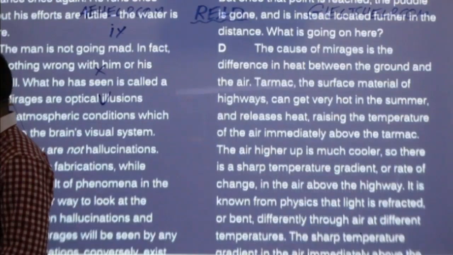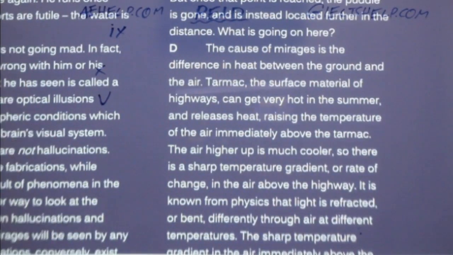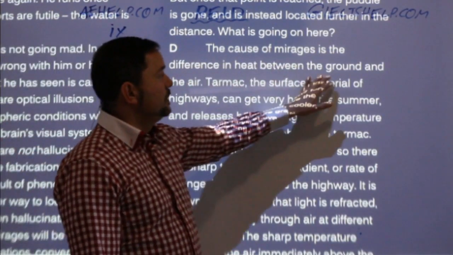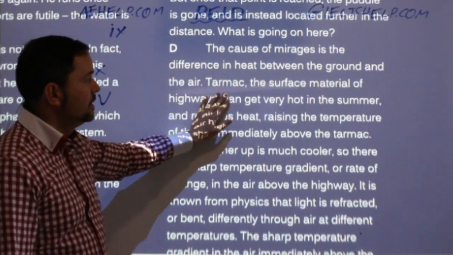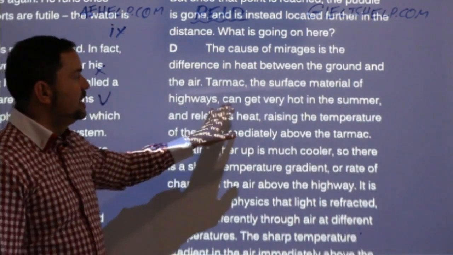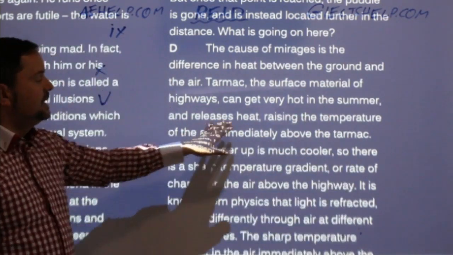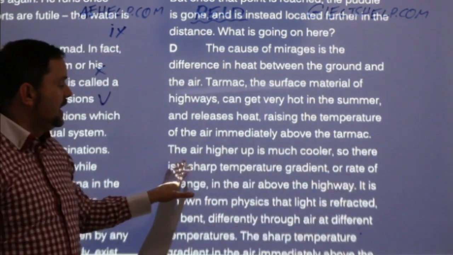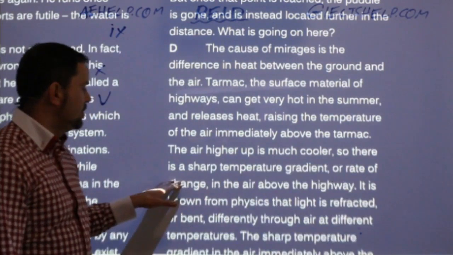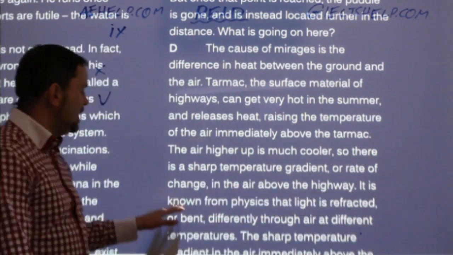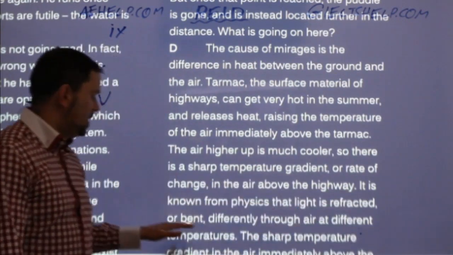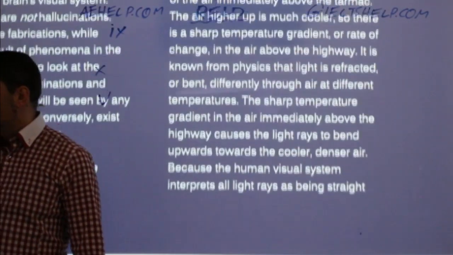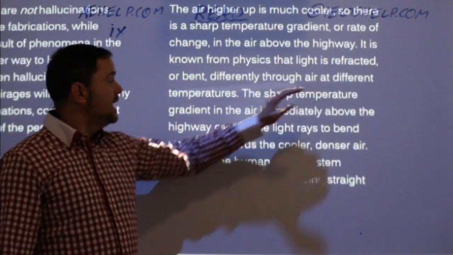Okay, let's go to D. Here we go. Read with me. The cause of mirages is the difference in heat between the ground and the air. Tarmac, the surface material of highways, can get very hot in the summer and release heat, raising the temperature of the air immediately above the tarmac. The air higher up is much cooler, so there's a sharp temperature gradient or rate of change in the air above the highway. It is known from physics that light is refracted or bent differently through air at different temperatures.